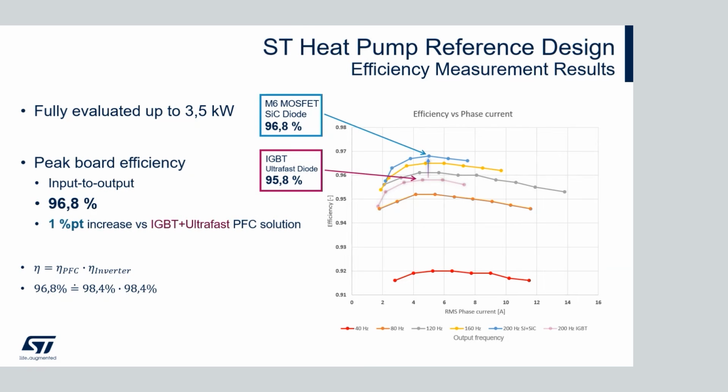The peak efficiency with this design was 96.8%, which is a 1 percentage point increase over the same topology only using IGBTs and ultra-fast diodes in the PFC stage. So with just two changes in the PFC stage, and only one of them being a silicon carbide device, we can achieve a 1 percentage point increase in the efficiency, which is nothing to deny if it's this simple, in the high 90s percentage of efficiency.